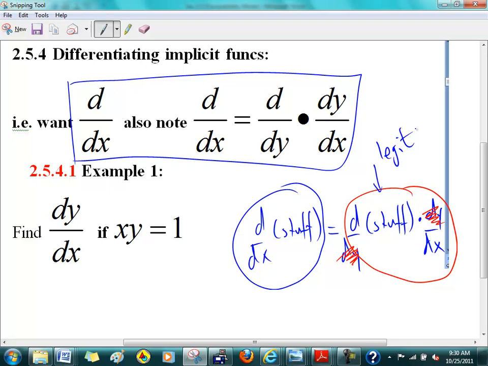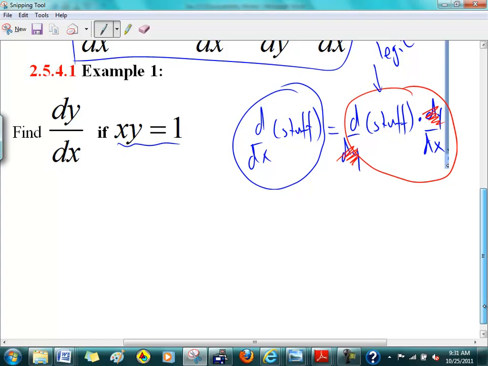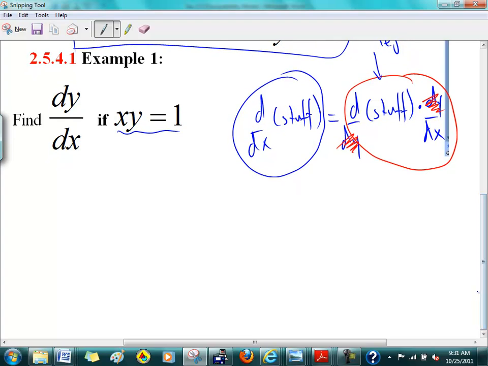Okay? And I'll illustrate this rule using this example. Now you can do this example in two ways. You can do this implicitly or you can do it explicitly. Let's try and do it explicitly first, which means that you're going to take this equation and make it explicit. Remember, explicit means that y is going to be isolated by itself. So what do you get?